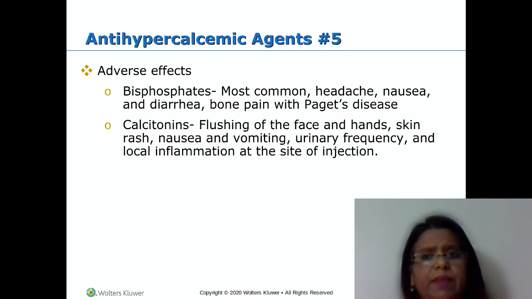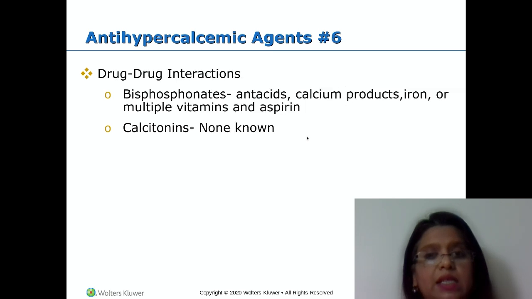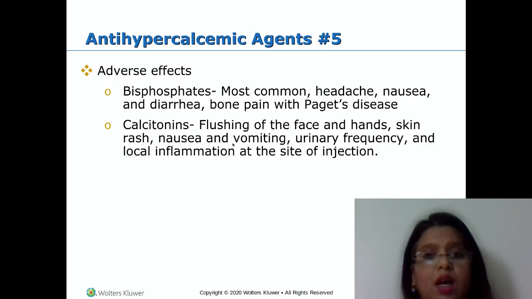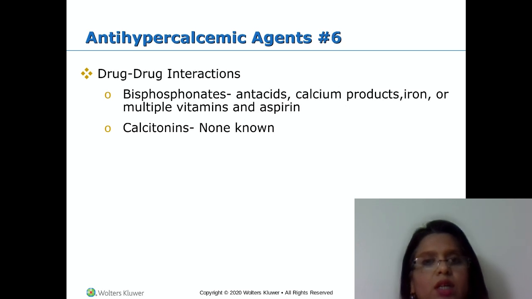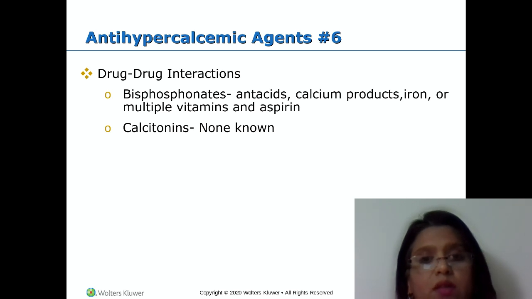Adverse effects. What are the bad effects? They could cause headaches, nausea, diarrhea, bone pain, Paget's disease. Calcitonin, flushing of face and hands. Then it could cause nausea, vomiting, urine frequency, and local inflammation at the site of injections. Drug-to-drug interactions. Whenever we're giving them with antacid, calcium products, iron, multivitamin, aspirin, we just have to make sure that we are consulting the physician before we do that.